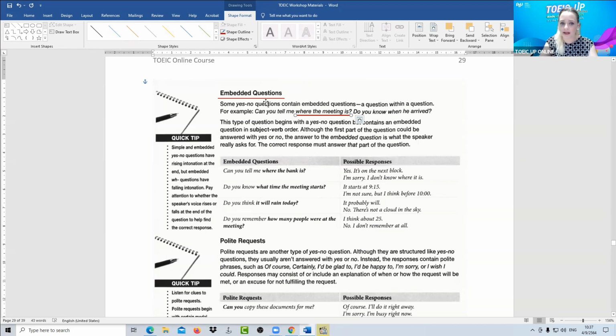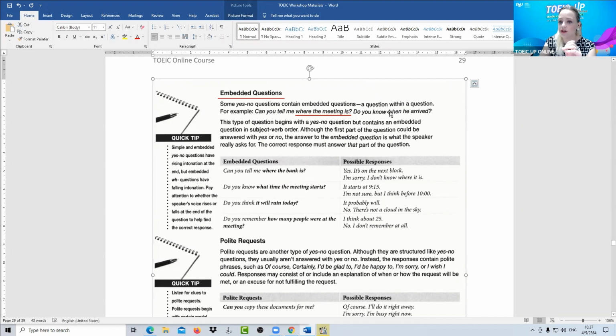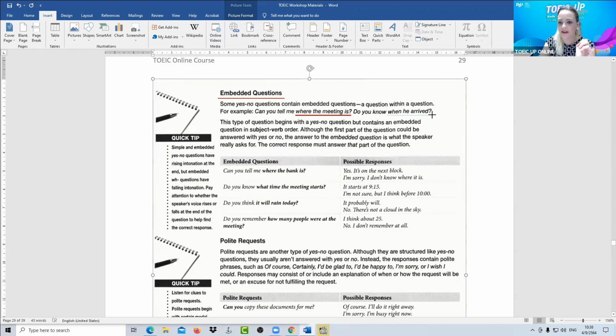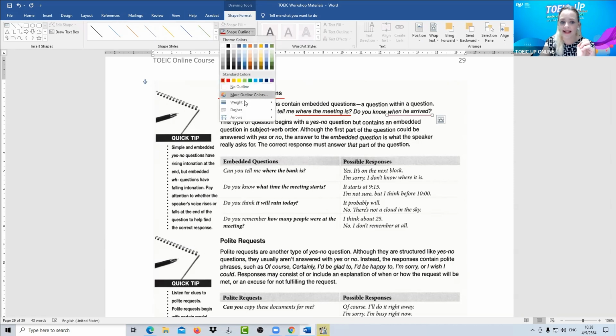When it comes to embedded questions, you are listening for the embedded question, the question inside of the other question. Where is the meeting? So instead of answering yes or no, you are looking for the answer of location. Okay, so this is the first trick when it comes to question response: with embedded questions, you are actually listening for the question inside of the question. The same here, do you know when he arrived? Do you know is the question, and when did he arrive is the embedded question. When did he arrive is what you are listening for when it comes to the answer. You are listening for time. Okay.